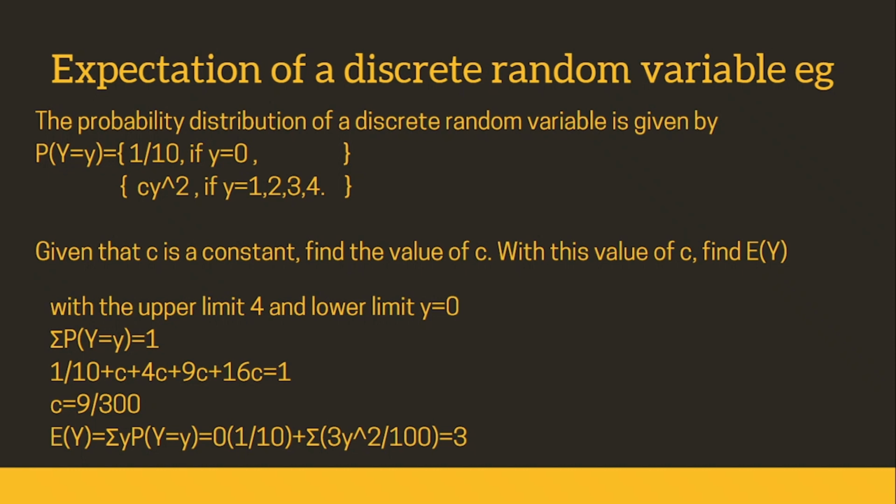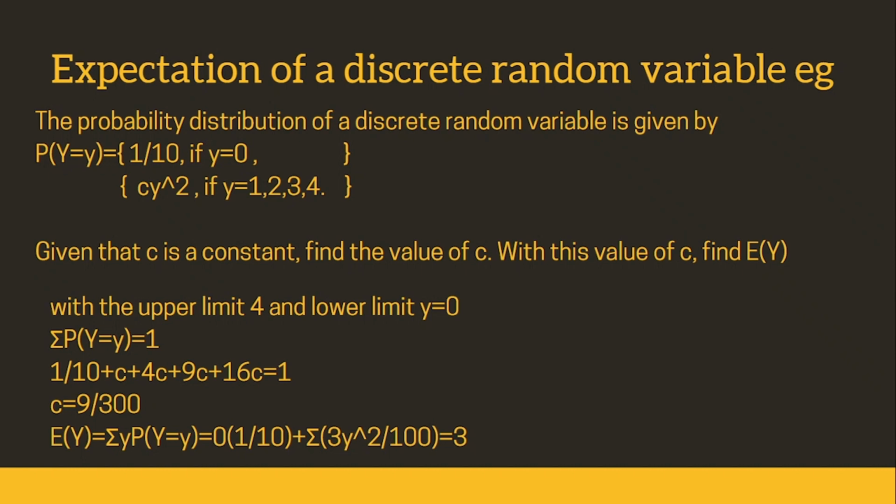But in the case of it being 1, 2, 3, or 4, there's a certain probability proportional to a certain constant. So given that c is a constant, find this value, and when you find the value finally, find the expectation. When we are creating a summation, we are going to have an upper limit of 4 and a lower limit of y equals 0.